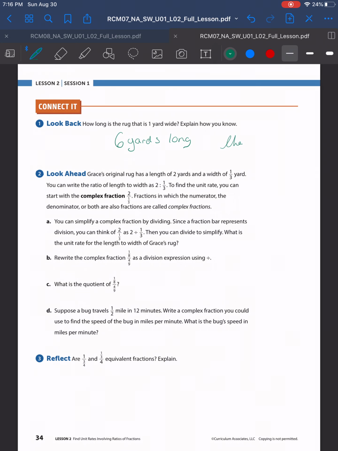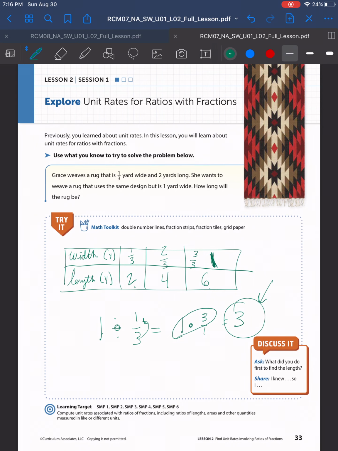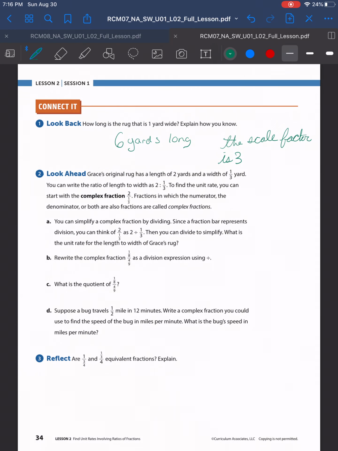So we can say the scale factor is 3, and then you can take 3 and multiply it by the original length. So 3 times 2 equals 6.